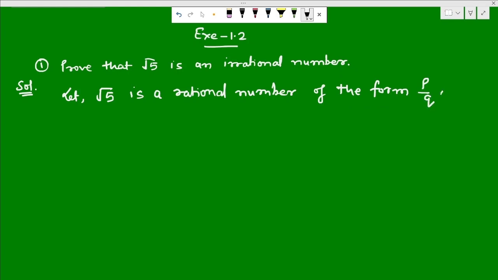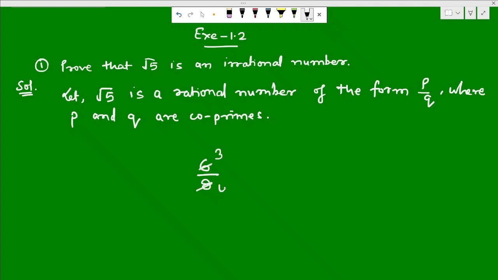p by q, where p and q are co-primes. Co-primes means p and q do not have any common factor. What that means, let us understand with an example. If we have a fraction like 6 upon 8, it's a rational number, but here you can see that 6 and 8 have a common factor, 2. That means this fraction can be simplified.